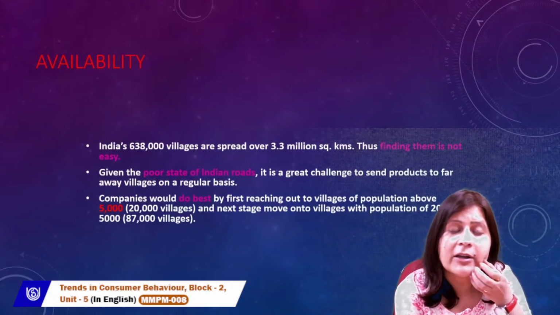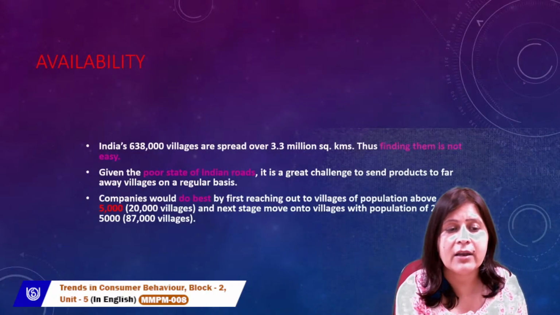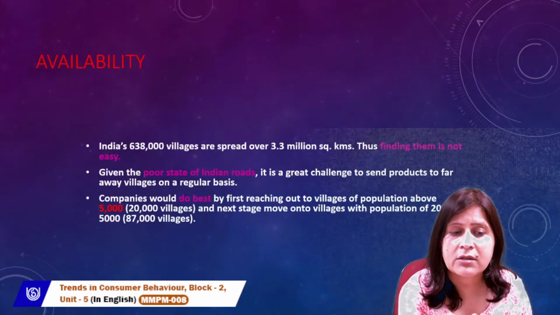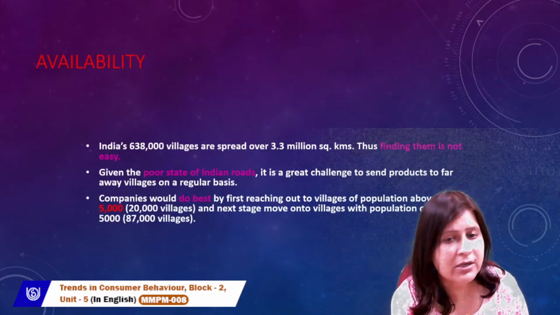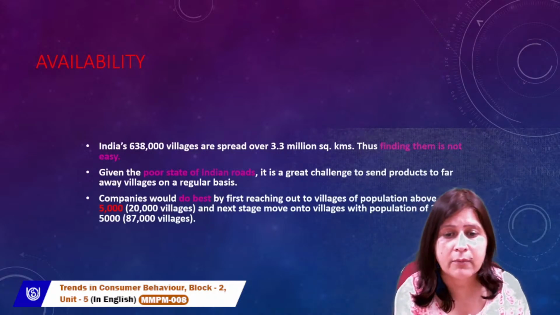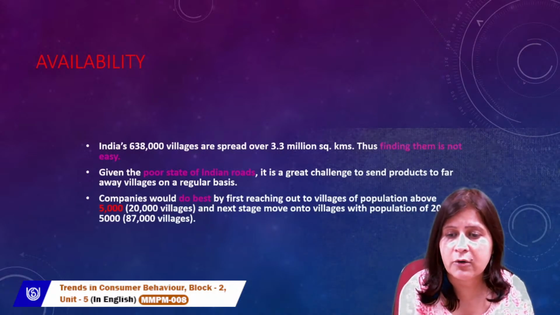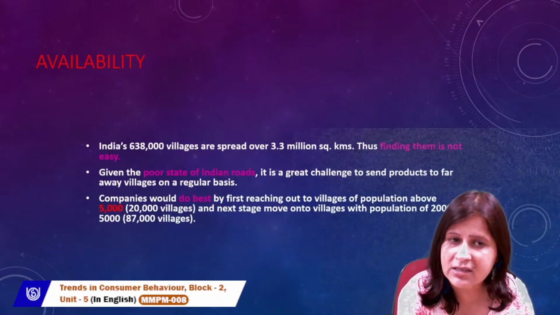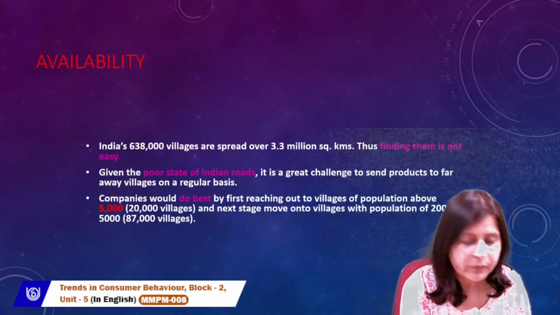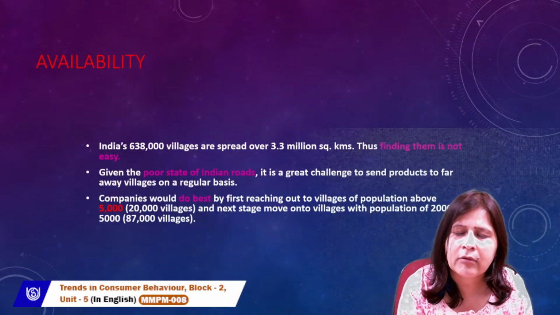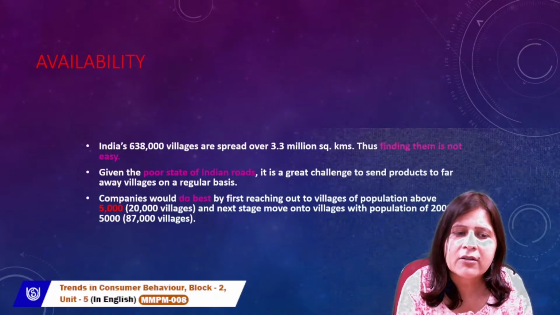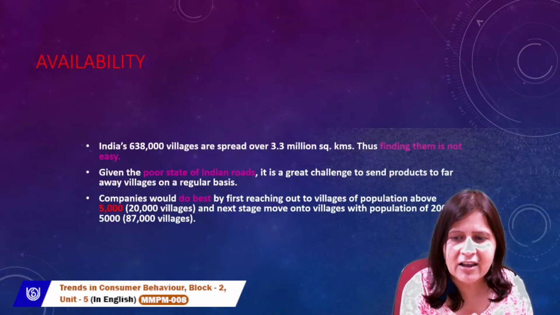Availability, right? Why is it a challenge? In India, 6 lakh 38,000 villages are spread over 3.3 million square kilometers. Thus finding them is not easy, right? It means in short that they are scattered. The villages in India, or rural India, are scattered.